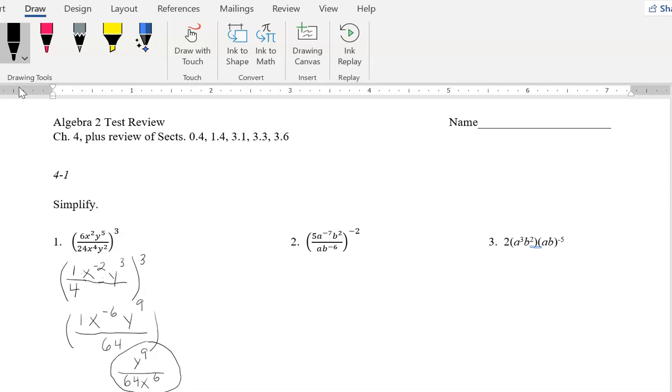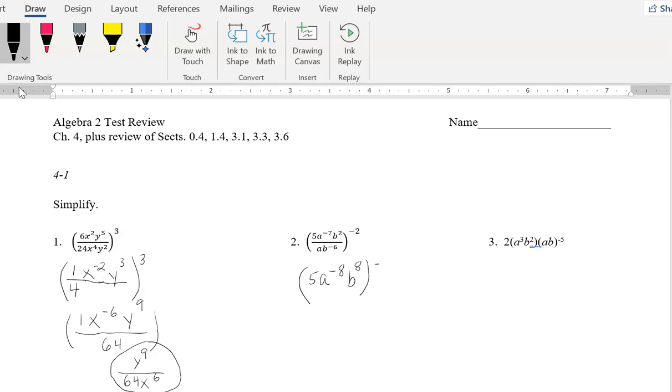Okay, number 2 is similar. Let's see what we can simplify within this fraction first, and then we'll raise everything inside to the negative 2 power. So I'm just going to rewrite the 5. I'm going to combine the two a's. So once again, there's that rule of division of like bases. You subtract the exponents. So that's going to be a to the negative 7 minus 1 power, that's negative 8 power. And b is going to be the 2 minus negative 6 power, which is b to the positive 8.